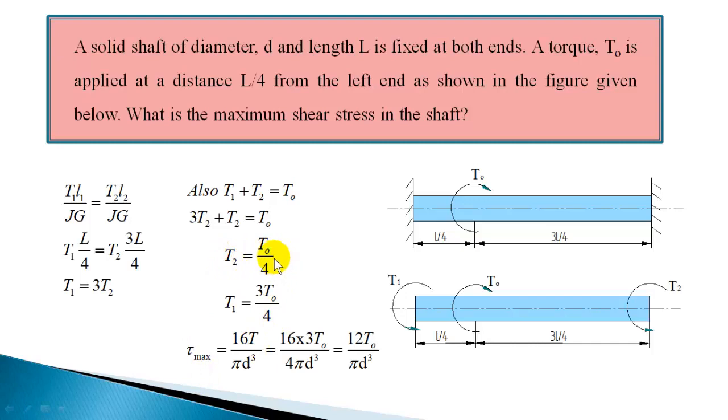Now the maximum shear stress, we know that maximum torque will be acting in this portion. Here you have less torque, so maximum torque is in the first portion. So maximum torque we got is 3 T0 by 4. We have the maximum shear stress equation 16 T divided by pi d cube, and we know T is 3 T0 by 4. Substituting that, 16 by 4 is 4, 4 into 3, 12. 12 T0 by pi d cube. That will be the maximum shear stress.